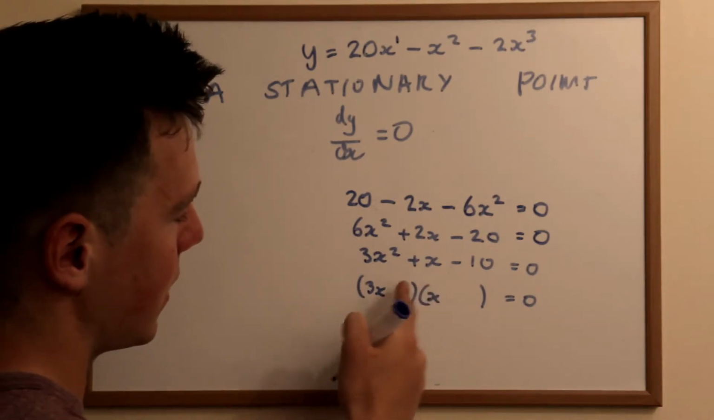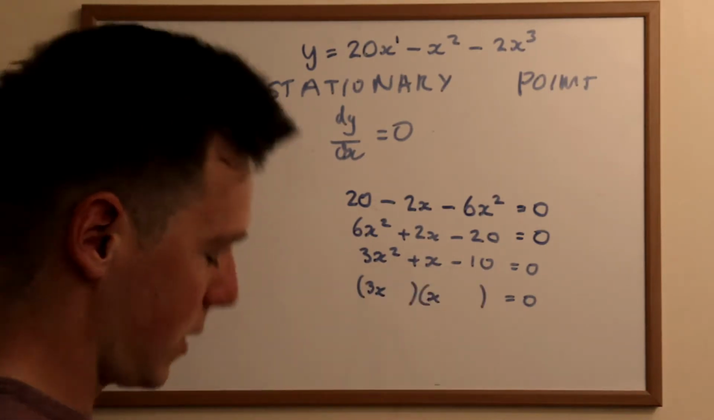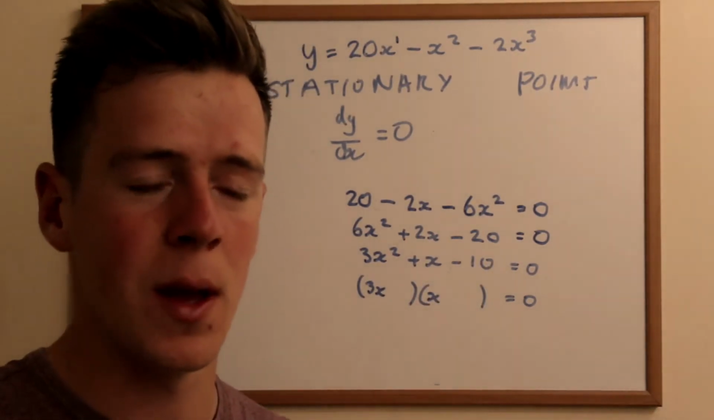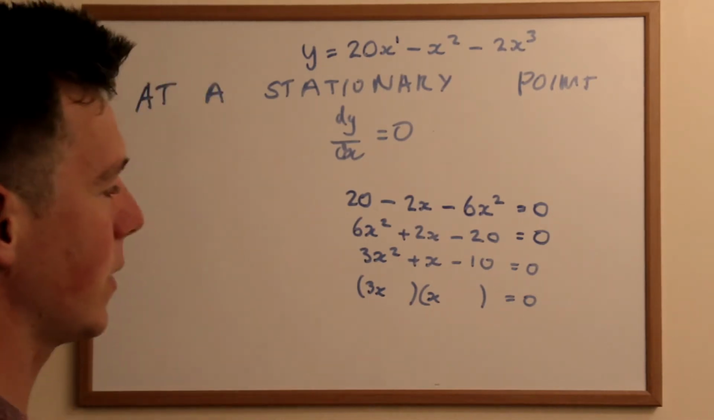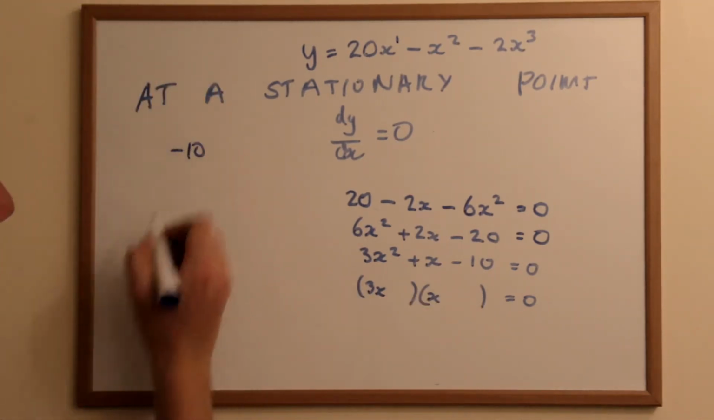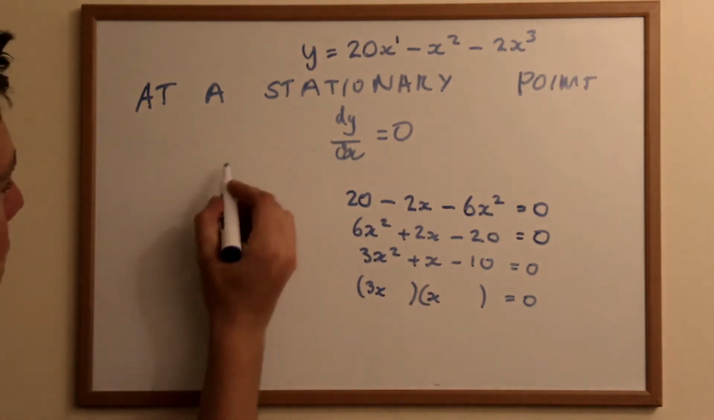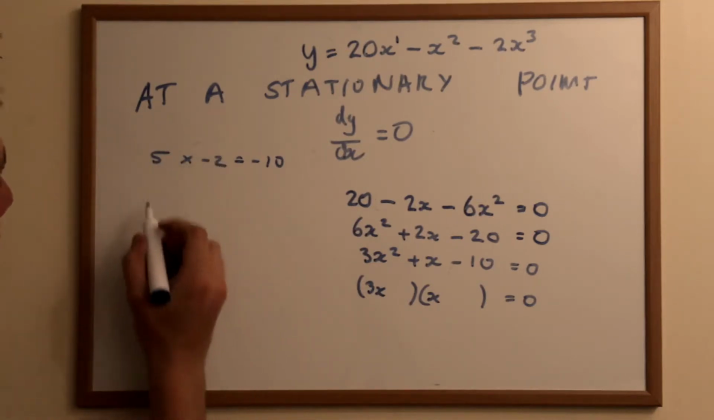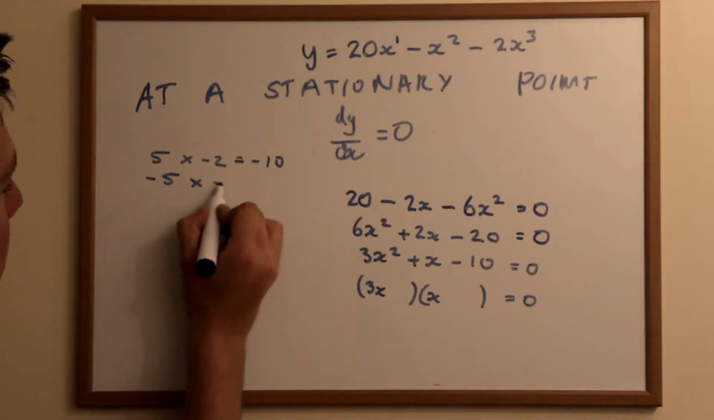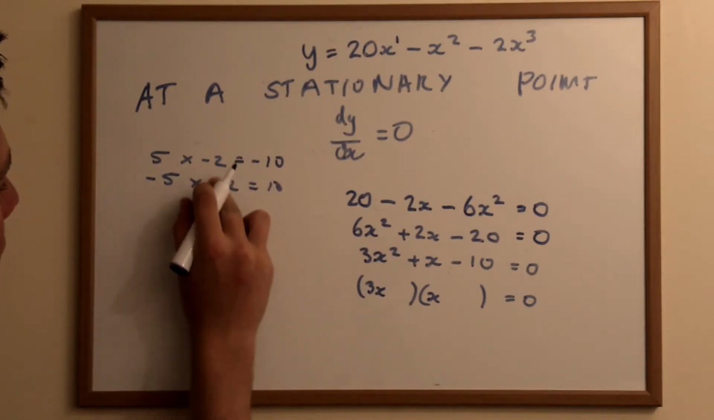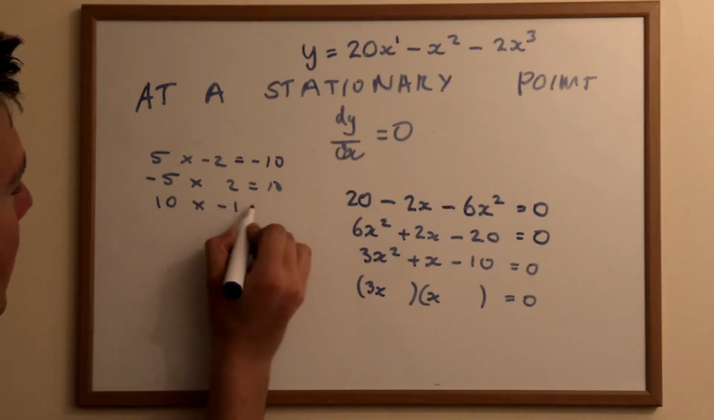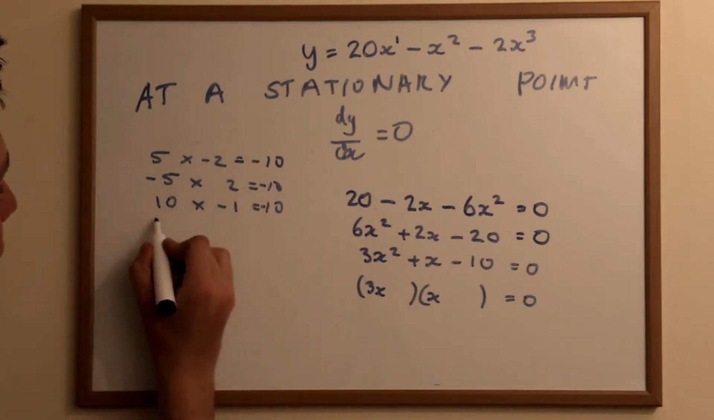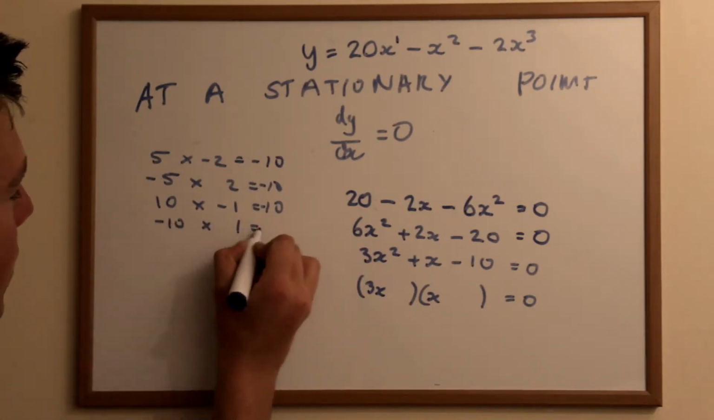And to get the rest of these, we look at this last number here. We need two numbers which, when multiplied together, make -10. So let's have a look at what we can make to get -10. So we have 5 times -2, we have -5 times +2, we have 10 times -1, and we have -10 times +1.